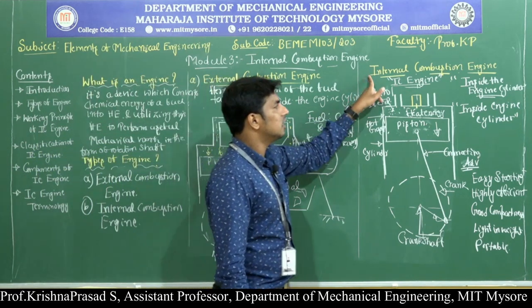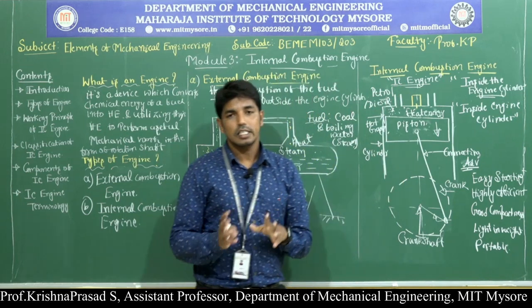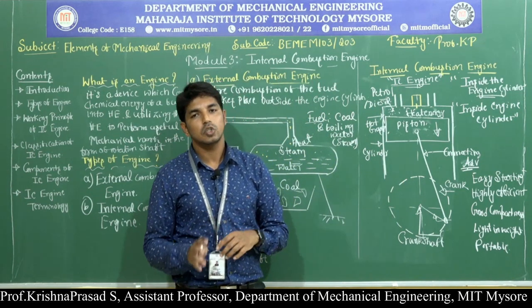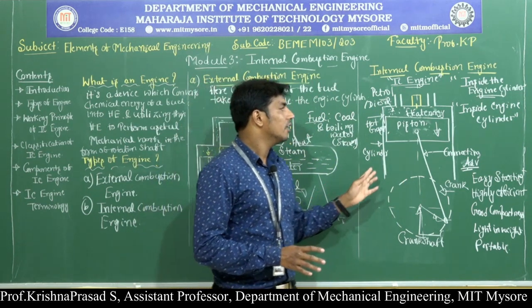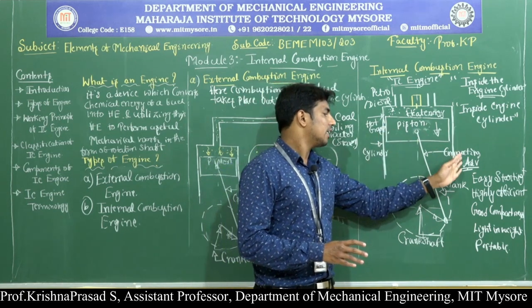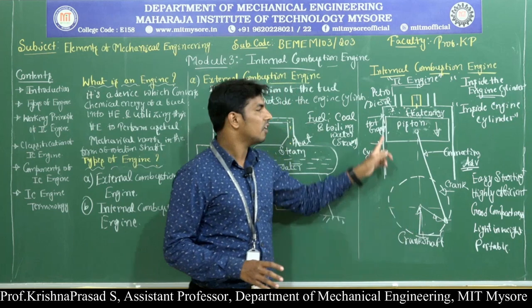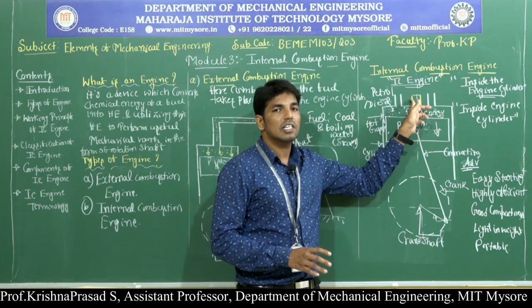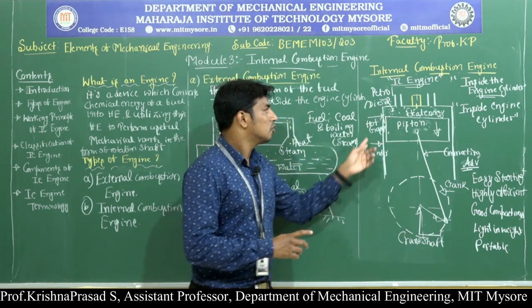Similarly, the other one is called the internal combustion engine. The internal combustion engine is popularly known as the IC engine. Here the main parts are the engine cylinder, piston, connecting rod, crank, crankshaft, inlet valve, exhaust valve as well as the igniter. Okay, so what is the difference?